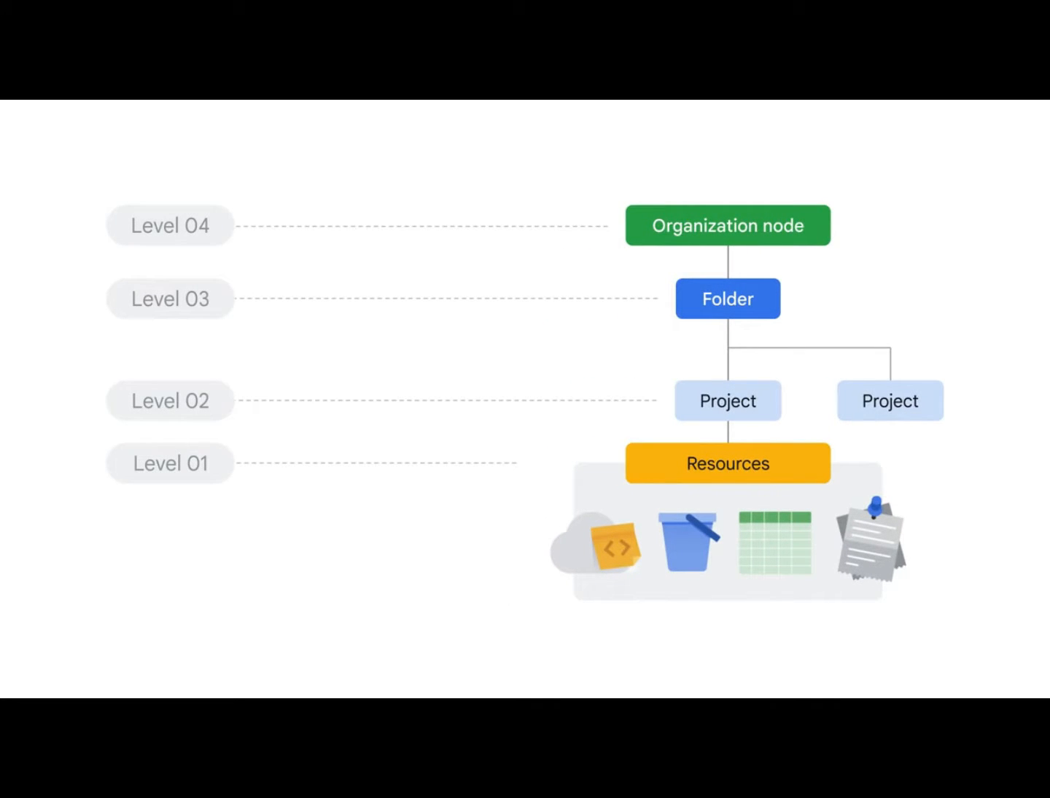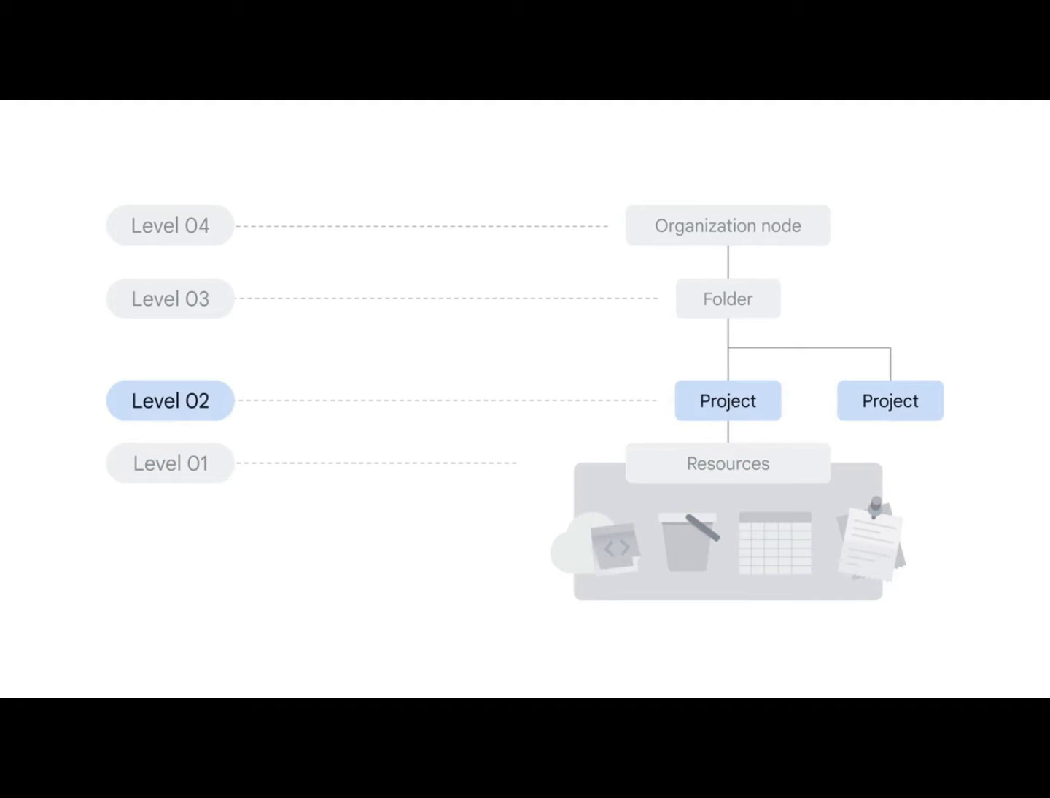Google Cloud's resource hierarchy contains 4 levels, and starting from the bottom up, they are resources, projects, folders, and an organization node. At the first level are resources. These represent virtual machines, cloud storage buckets, tables in BigQuery, or anything else in Google Cloud. Resources are organized into projects, which sit on the second level. Projects can be organized into folders or even subfolders. These sit at the third level. And then at the top level is an organization node, which encompasses all the projects, folders, and resources in your organization.